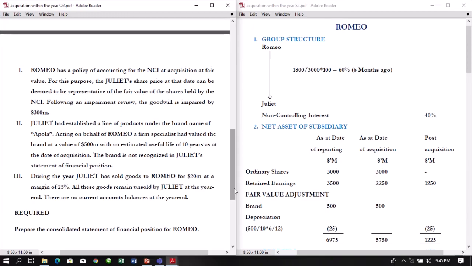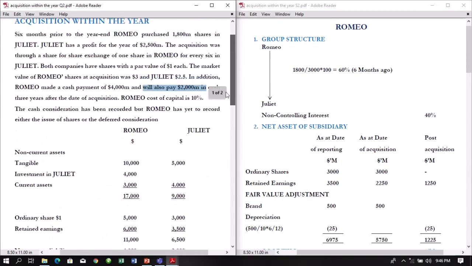The last one says, during the year, Juliet has also sold goods to Romeo for $20 million at a margin of 25%. All these goods remain unsold by Juliet at the year end, and there are no current account balances at the year end. Required, prepare the consolidated statement of financial position for Romeo. Now, let us start our solution.